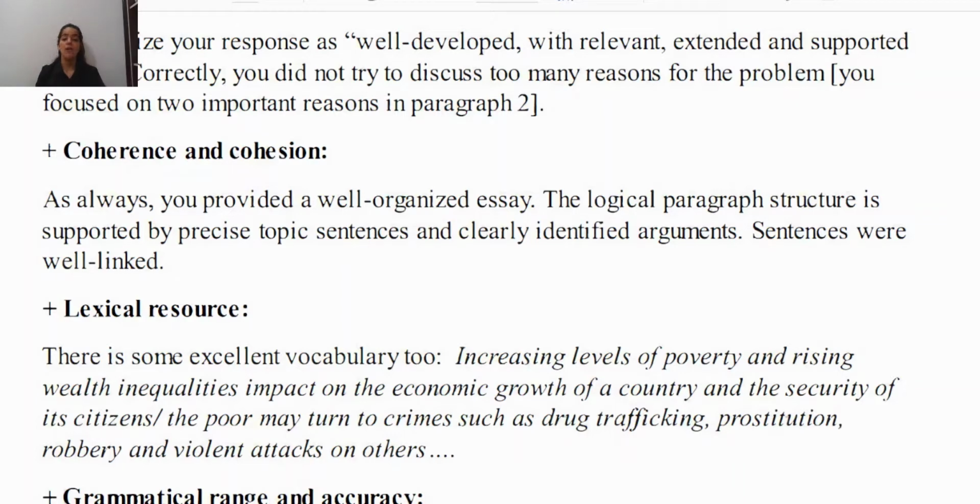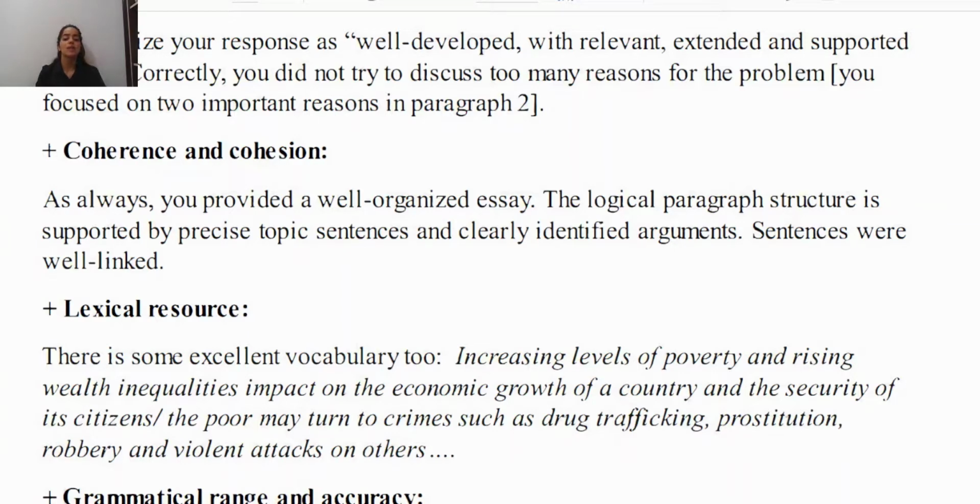The logical paragraph structure is supported by precise topic sentences and clearly identified arguments. Sentences were well linked. So different kinds of structures and linking devices that we talked, like thus, like in order to, like in conclusion, and many other things. Lexical resource. What about the vocabulary this person has used?